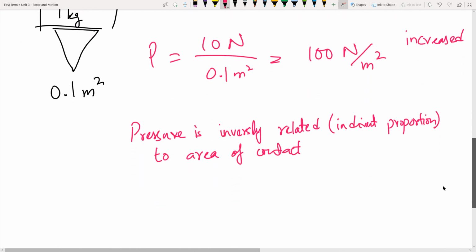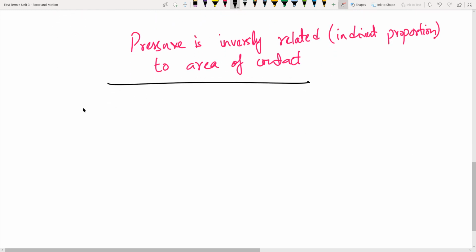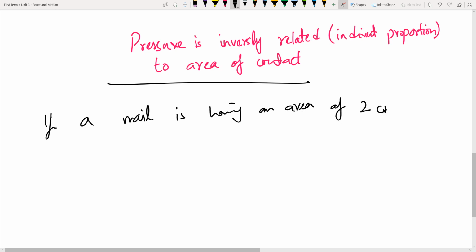It's a very small topic, so I'm not going to go much into the questions of this, but let's have a calculative question just for the sake of reinforcement. Let's say a hammer nail has an area of 2 millimeters square.